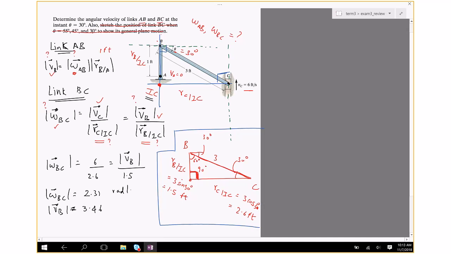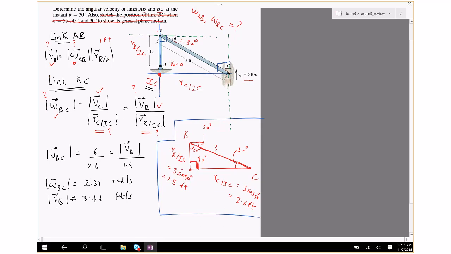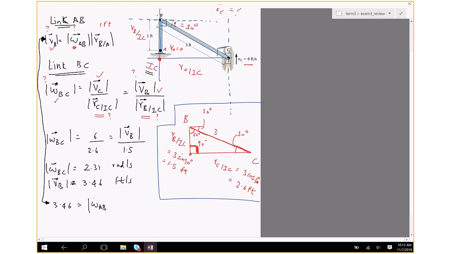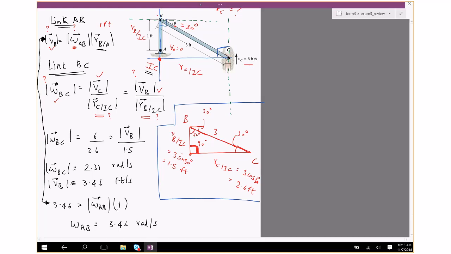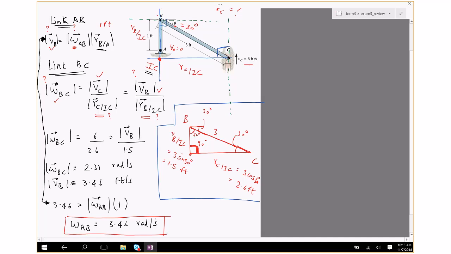So that's radians per second, feet per second, and then we can put this VB in the first equation I wrote, and find omega AB. So VB is 3.46 equals omega AB, which is unknown, times the vector from A to B, the length, so it's 1, and so omega AB is 3.46 radians per second. So we were asked to solve for omega AB, that's the answer, and then we were asked to solve for omega BC.